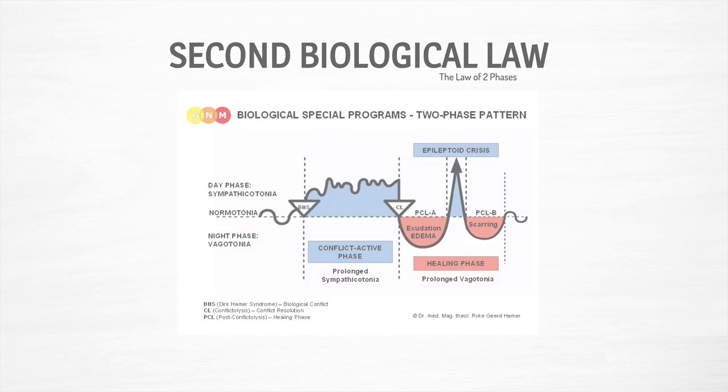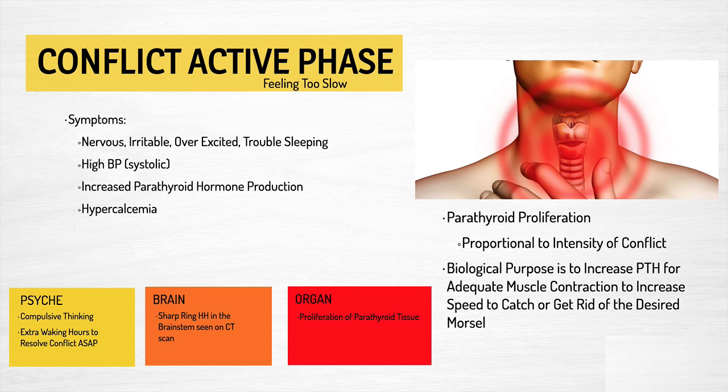Again, it follows the two-phase pattern. During conflict activity of feeling too slow due to low calcium in the muscles, you are feeling nervous, irritable, overexcited, with trouble sleeping. We've got increased parathyroid hormone production, as well as hypercalcemia, because that's the point of parathyroid hormone: it releases calcium from your bones into the blood. The parathyroid proliferation is proportional to the intensity of the conflict, just like we saw before, and the biological purpose is for adequate muscle contraction to increase the speed to catch or get rid of the desired morsel.